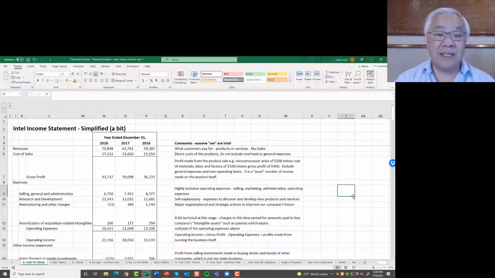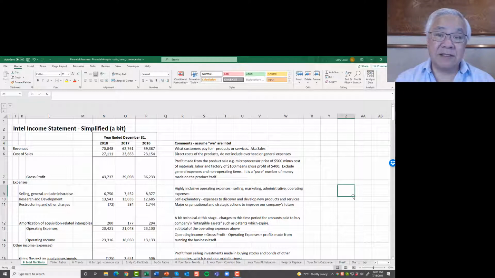Beyond that, we look at the expenses to run the business. We often call these operating expenses. Sometimes you'll also hear them called selling, general, and administrative, SG&A. Here in this example, the terminology used by Intel is to break out SG&A, selling, general, and administrative, separate from research and development and restructuring and other charges. SG&A is what it costs to run the business. That's pretty straightforward. Next is R&D.